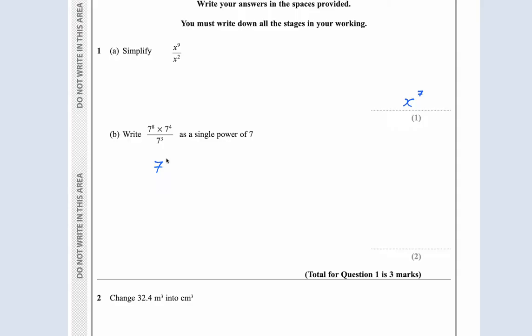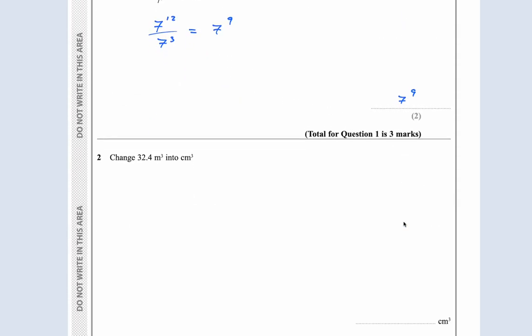8 plus 4 is 12. So it's 7 to the 12 over 7 cubed. And now it's like this one. We just subtract the powers, which is 7 to the power of 9. 12 minus 3, 7 to the power of 9.